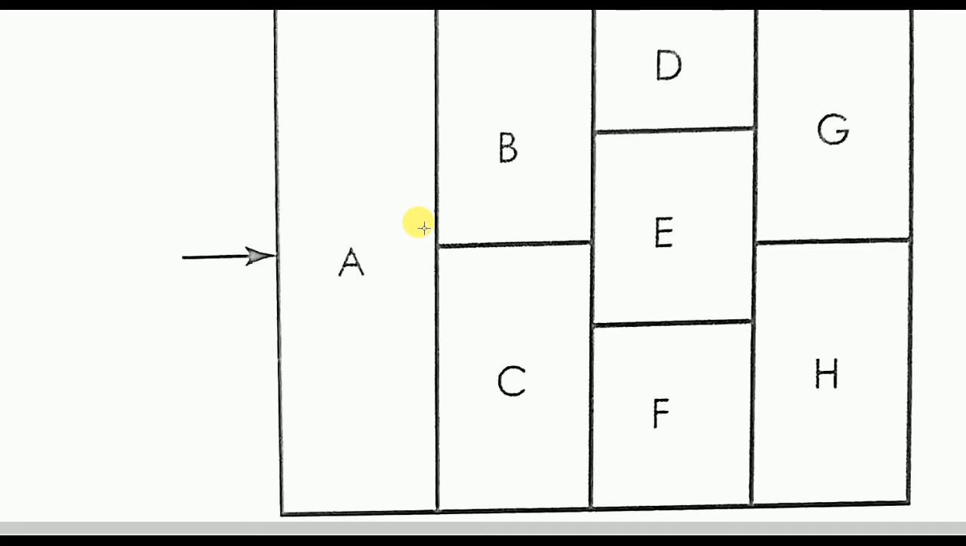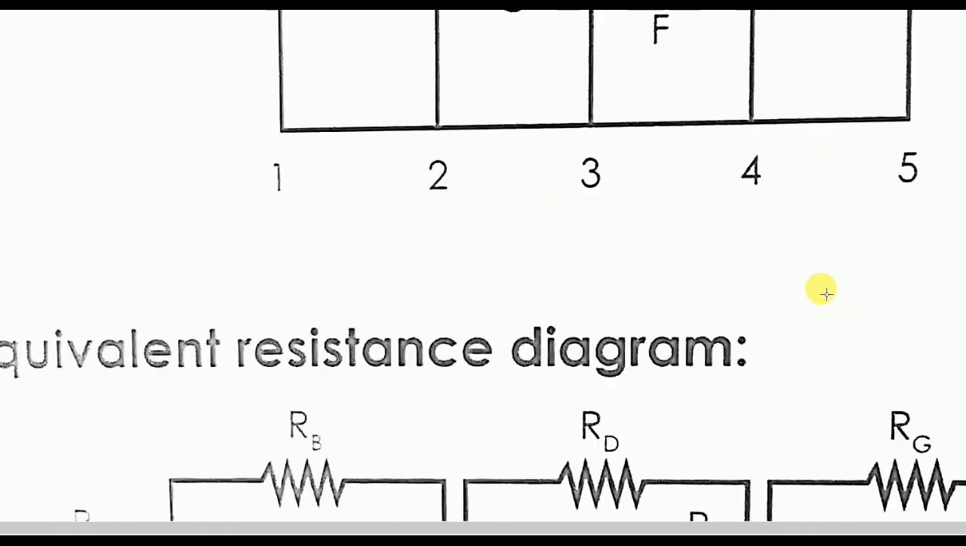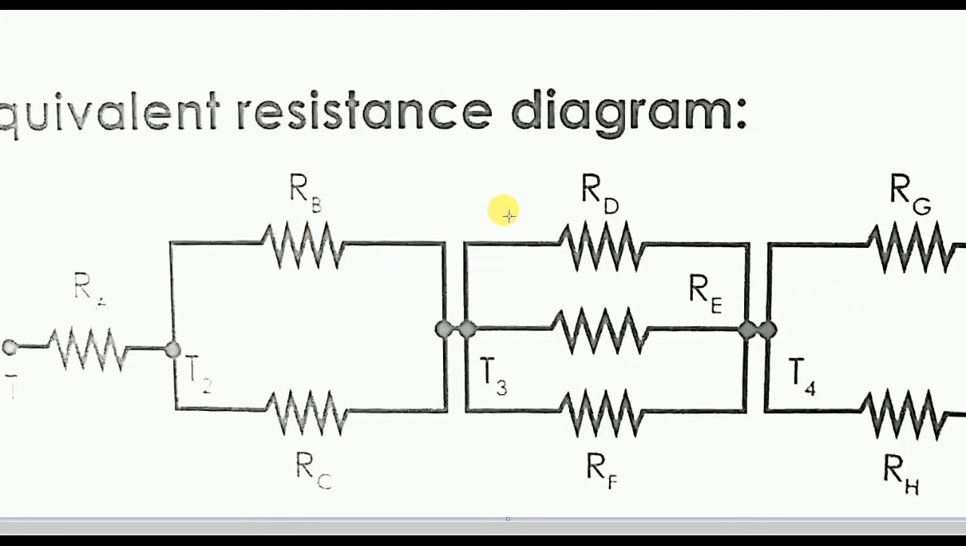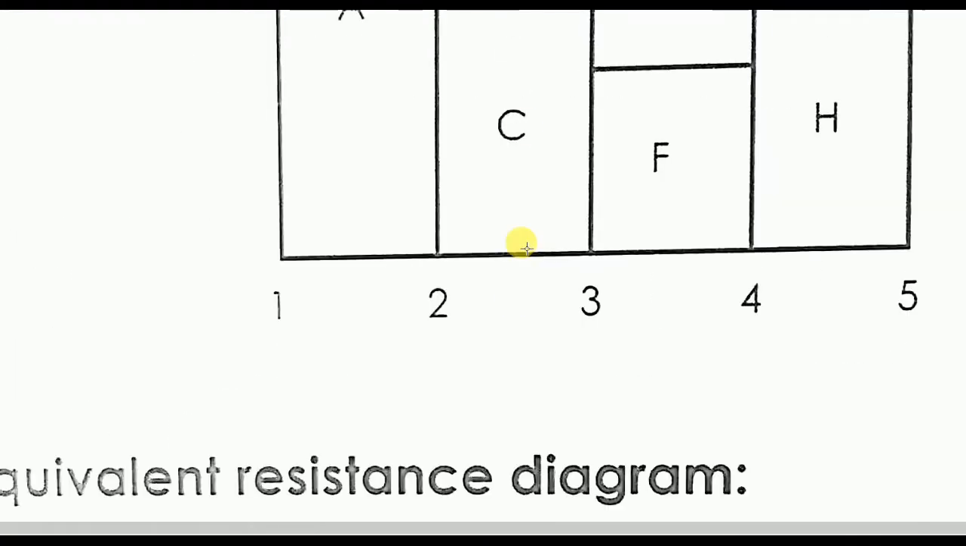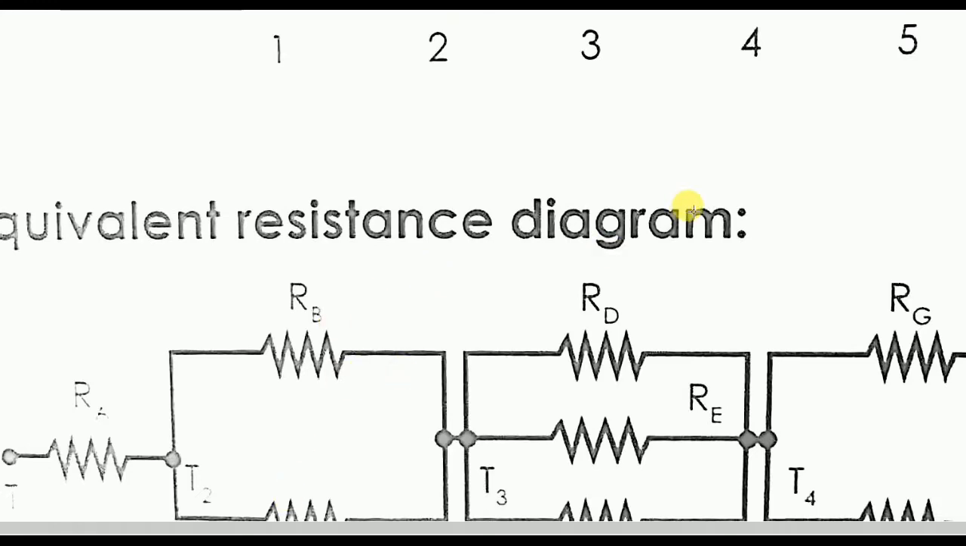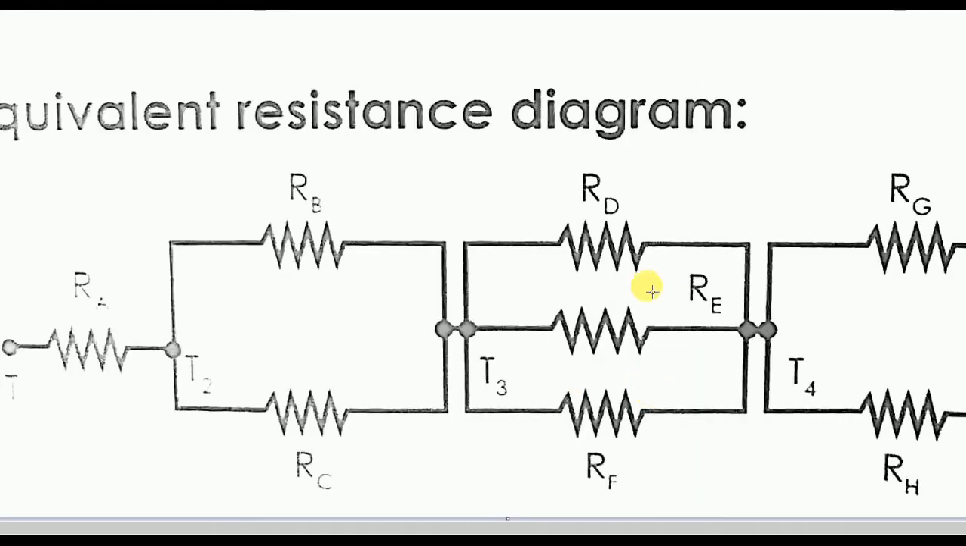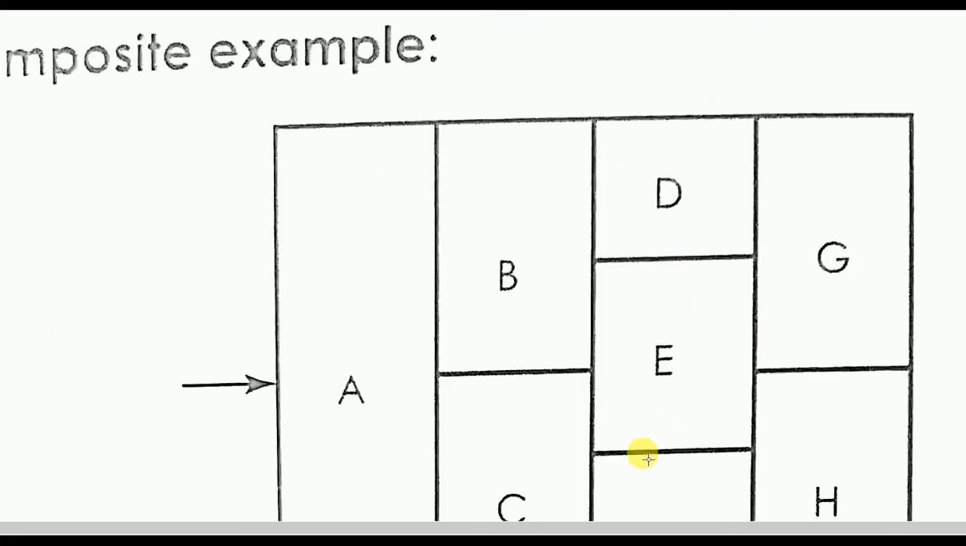So in order to solve this, you will be taking the resistances. You can see that it is parallel, and for A and BC, it is series. For B and C, it is parallel. DEF is parallel, GH is parallel, and you can see the equivalent resistance diagram has been given like that. This is RA, and BC is parallel, so it is given in parallel, and these three things are also in parallel. Hope you understand how to address the composite problems.